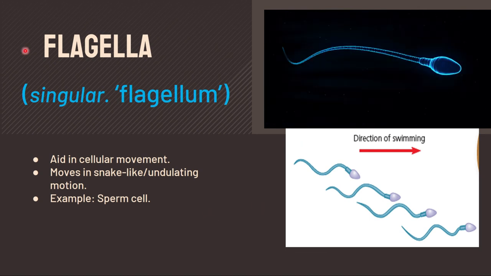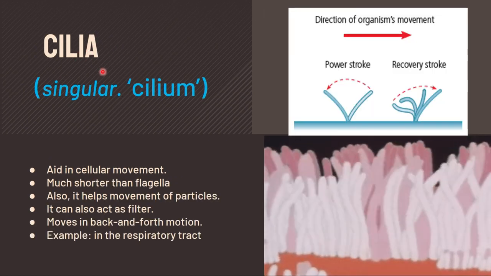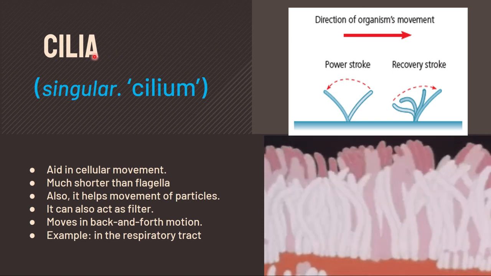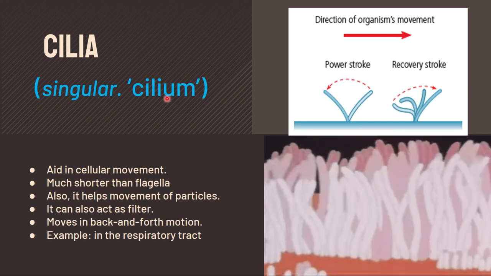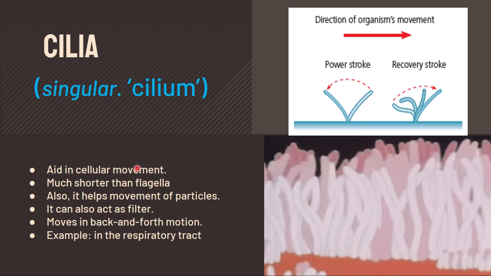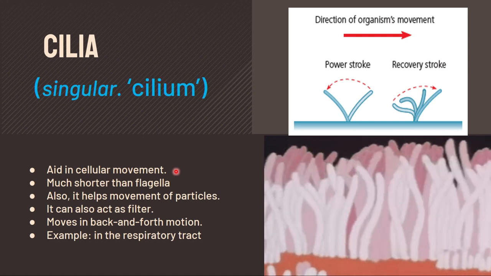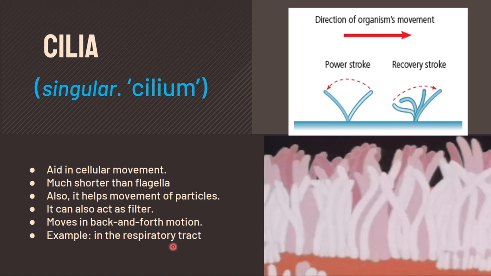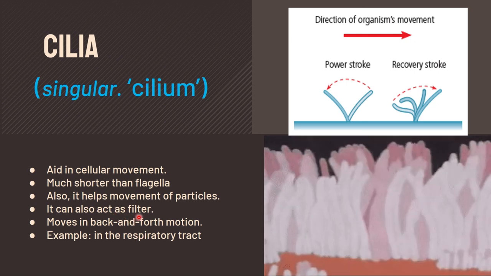So, next we have another cellular component called cilia. So, just like flagella, not all types of cells kinaay cilia, only specific ones. So, cilia is the plural form and the singular form is cilium. So, just like flagella, the cilia aids in cellular movement for some unicellular organisms. But for some, lahi ang function sa cilia. So, for example, sa respiratory tract naay cilia, that cilia will filter the air that we breathe in.